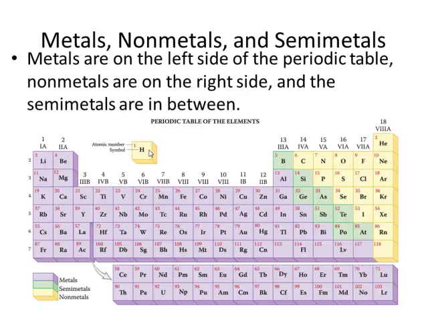Metals, nonmetals, and semimetals. Metals you just talked about. Metals are on the left side, nonmetals are on the right side, and the semimetals are in between. Now in this chart, of course, the atomic number is in the left box, while the periodic table I gave you has it in the right box. If you say atomic number 92, there's only one element that has atomic number 92. You probably all know carbon. Carbon's atomic number is 6, oxygen's atomic number is 8. You probably have heard those before.